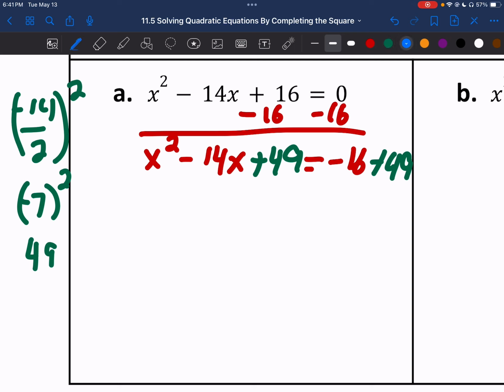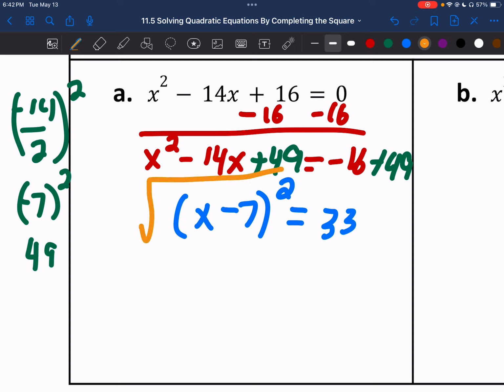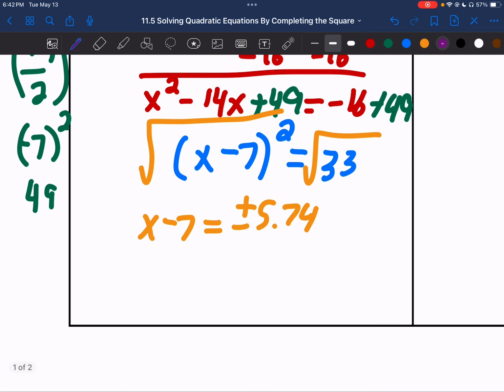Now we're able to factor the left side. So we have x minus 7, the quantity squared, is equal to 49 plus negative 16, which is 33. I have a square on one side that's isolated, and I have nothing else on the right other than a constant. So I'm going to take my square root step. And so I get that x minus 7 is equal to plus or minus 5.74 when we round it, which then we split into two equations.